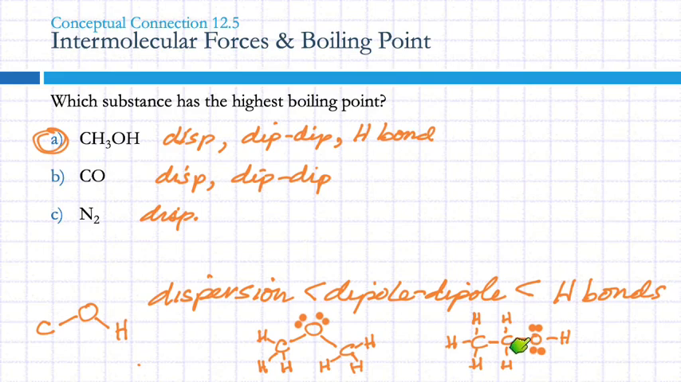And we can predict the shape here. That's going to have a bent shape, right? And so that oxygen is kind of sticking out. And so another molecule of this could get close to it and be attracted. Yeah.